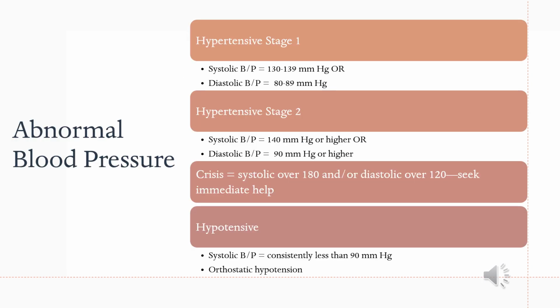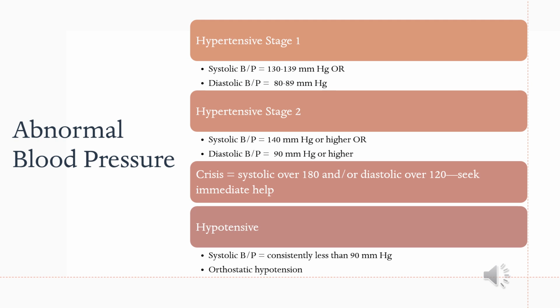There are different stages of abnormal blood pressure. There is stage 1 hypertension, which is a systolic blood pressure reading of 130 to 139 millimeters of mercury, or a diastolic number of 80 to 89 millimeters of mercury, or a combination of the two of these. Stage 2 hypertension is when a systolic reading is 140 millimeters of mercury or higher, or a diastolic reading of 90 millimeters of mercury or higher.